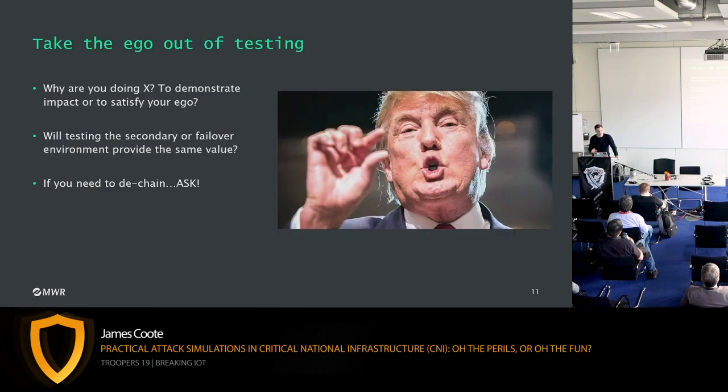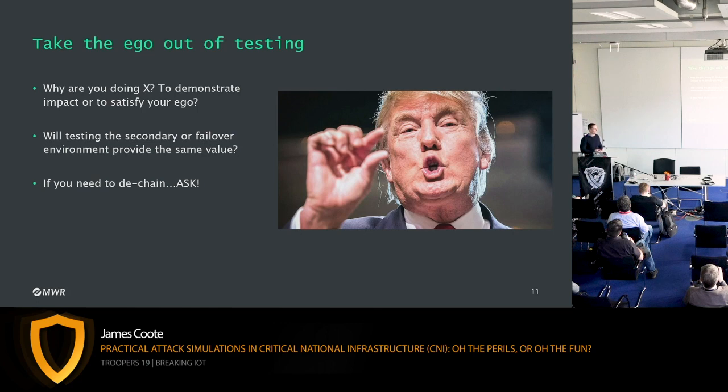The third, and one that I never suffer from, is to take your ego out of testing. So you should be asking yourself before you're doing something, why am I doing this? Is it to demonstrate impact for the client, which is great, or is it to satisfy my own ego? Perhaps not so good.